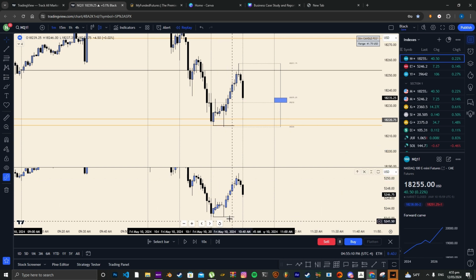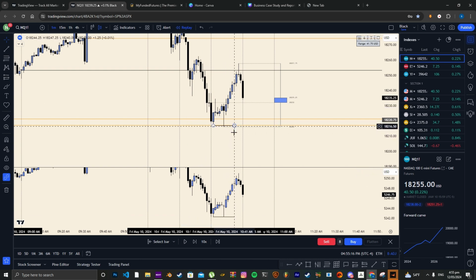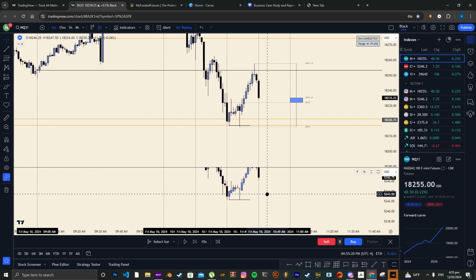You can see here ES makes equal lows, right? It makes equal lows between here and here, and that's a form of SMT, while NQ makes a lower low. You can wait. You don't have to expect these equal lows to be traded into immediately, right?